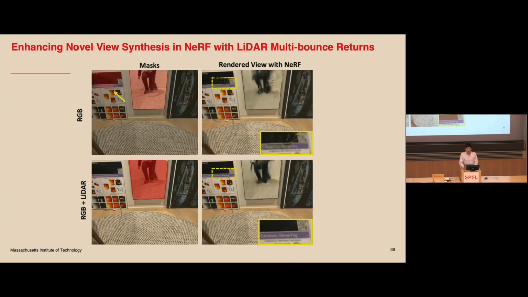And finally, we show that our method can also enhance novel view synthesis. Many NeRFs that render mirrors use a mirror mask as input. So if the mirror mask from an RGB method is incorrectly detected, the rendering result will be worse. By using our method, we can get a corrected mirror mask as input to the NeRF, and so the result is much clearer, as you've seen here.